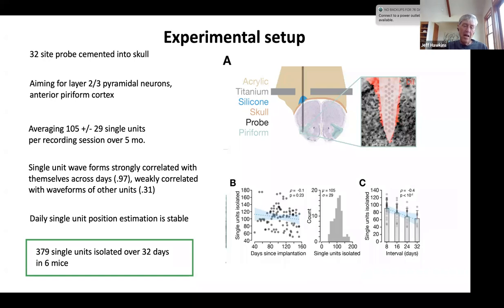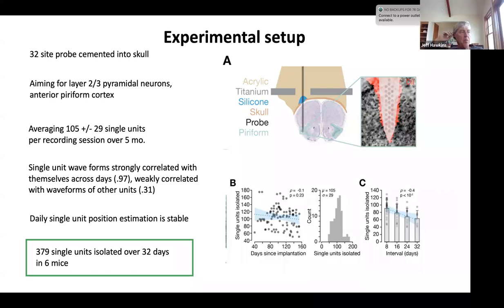So I don't know how to judge the accuracy of their techniques here, right? I guess they're making the argument they did everything necessary to guarantee they're looking at the same units over 32 days. Yeah, I wonder how they do that. The piriform cortex itself is moving around relative to the probe.